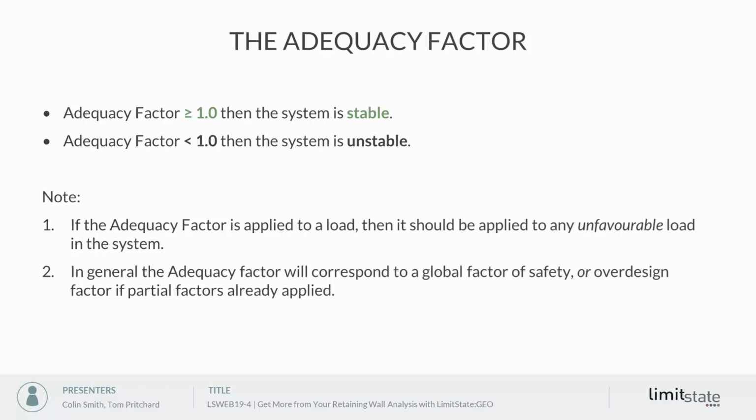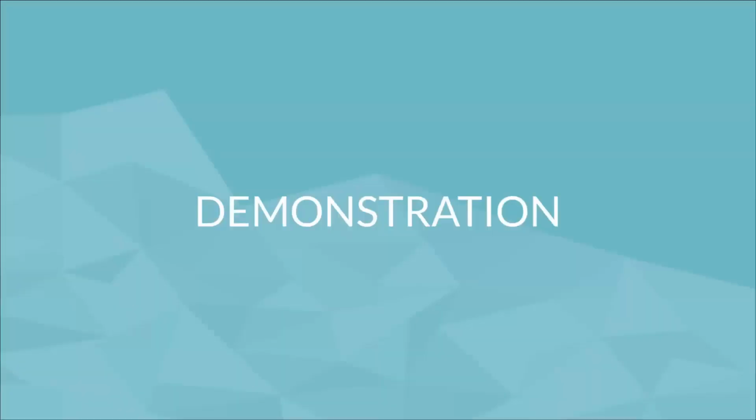The software will output what's called the adequacy factor. We'll see that in a moment. Generally, if the factor is bigger than 1, it means we've had to increase a load or decrease a strength to get to failure, so the problem is stable. If the number's less than 1, then it's unstable. Generally, if we're doing a factor load type approach, we should apply it to an unfavourable load in the system. And if we've already applied partial factors, then this number will give us a measure of the over-design over and above those partial factors that have already been applied. So we'll move on to a demonstration and go through that.